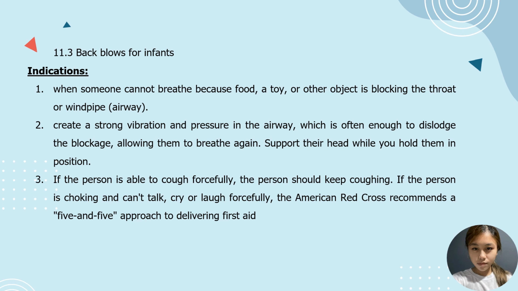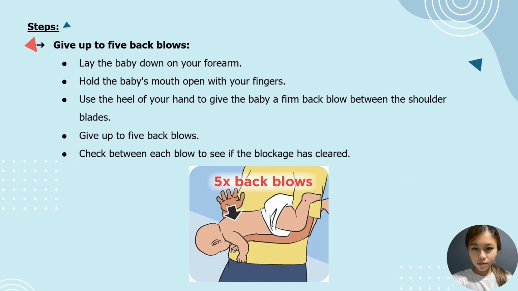If the person is able to cough forcefully, they should keep coughing. If the person is choking and can't talk, cry or laugh forcefully, act. The American Red Cross recommends a 5 and 5 approach to delivering first aid. Steps. Number 1. Give up to 5 back blows.